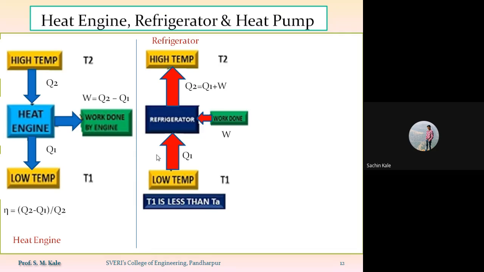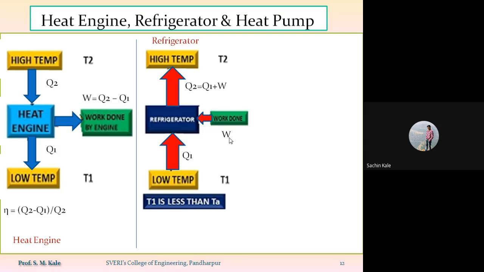So our main focus is on the low temperature body, that is T1. And how much heat is being absorbed from the substance which we want to cool, that is called the desired output. And to obtain this desired output, what input are we providing? Here we are providing the input as W.